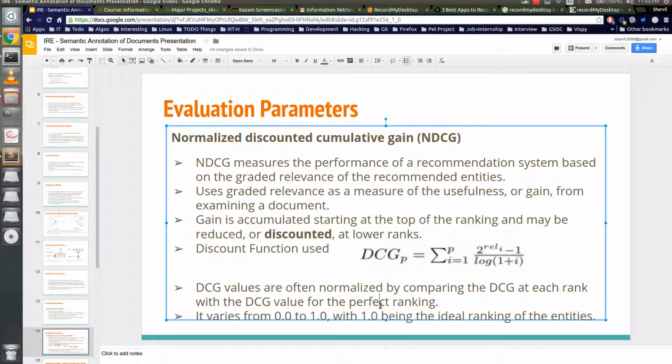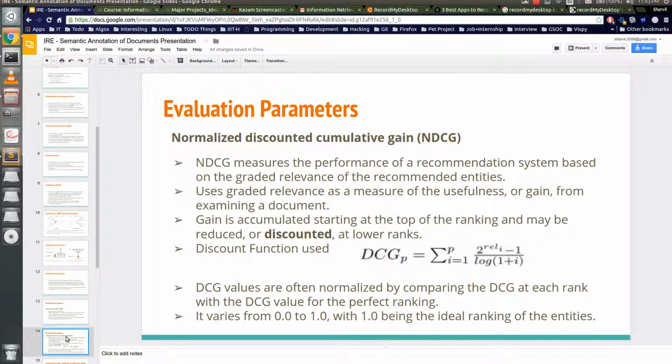The NDCG values are calculated by taking the ratio of the predicted DCG values to the ideal DCG values. The ideal ones in this case come from the test labels, and the predicted values we know via our classifier. Since this is a ratio, the value varies between 0 and 1, with 1 being the ideal.